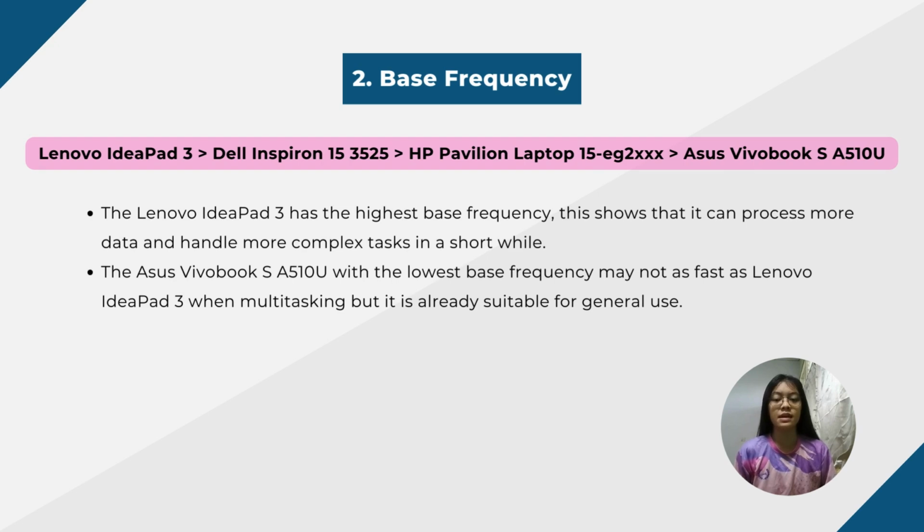The base frequency shows the ability of the processor to process more data and perform more complex tasks in a short time. So the Lenovo IdeaPad has the highest base frequency. It shows that it can process more data and perform more complex tasks in a short time. However, the Asus VivoBook has the lowest base frequency. It needs to take a longer time than the other laptops to process all the data and all the tasks.